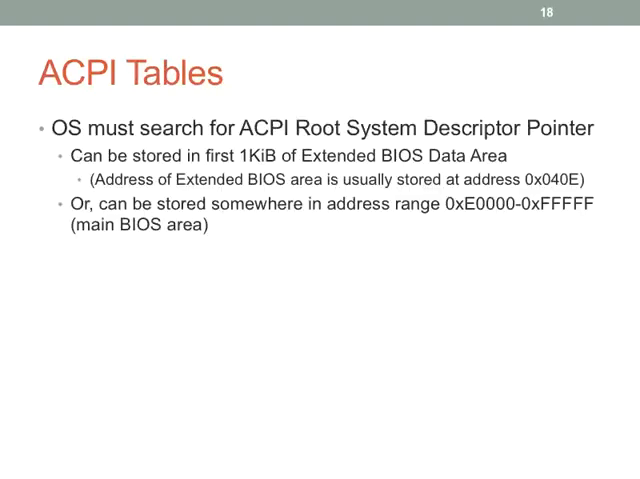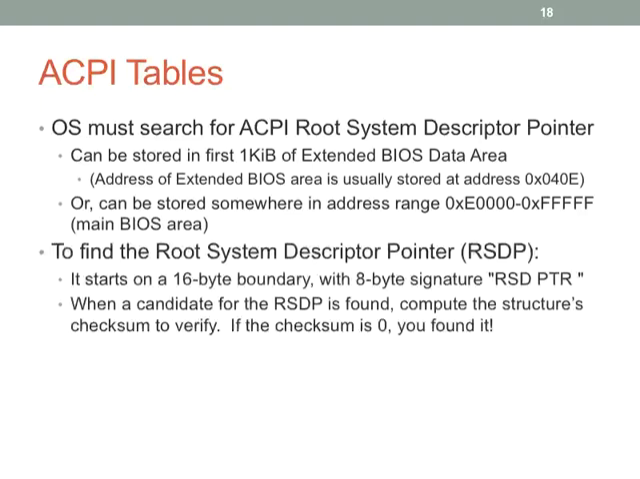Okay, so we have to search for it. It could be in the extended BIOS data area. Let's look there. Or it could be somewhere else. Let's look somewhere else. And so you have to kind of hunt for it. And so operating systems that supported ACPI had to go through this process. They had to look for the signature RSD space PTR space, and then there was other stuff, and then there's a checksum. And what you would have to do is hunt for that sequence.